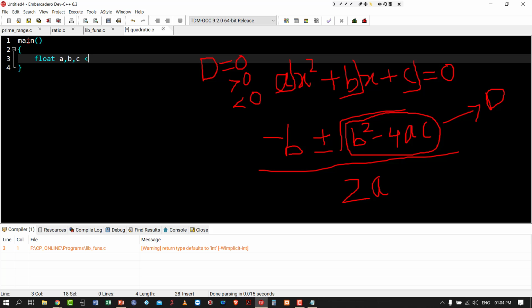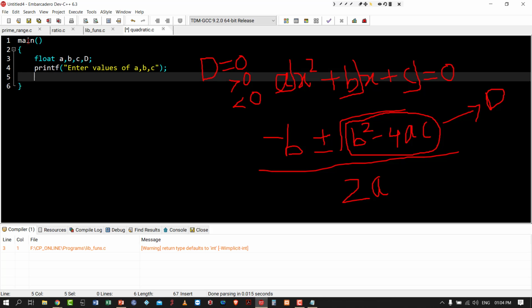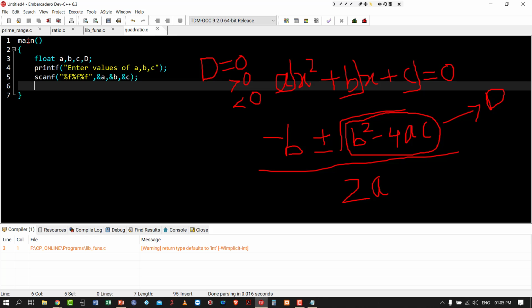Then I have to calculate the determinant, so I am using capital D. Printf, enter values of A, B, C. Scanf, percentage f, ampersand A, ampersand B, ampersand C. So I have read three values. From these A, B and C I have to calculate D.